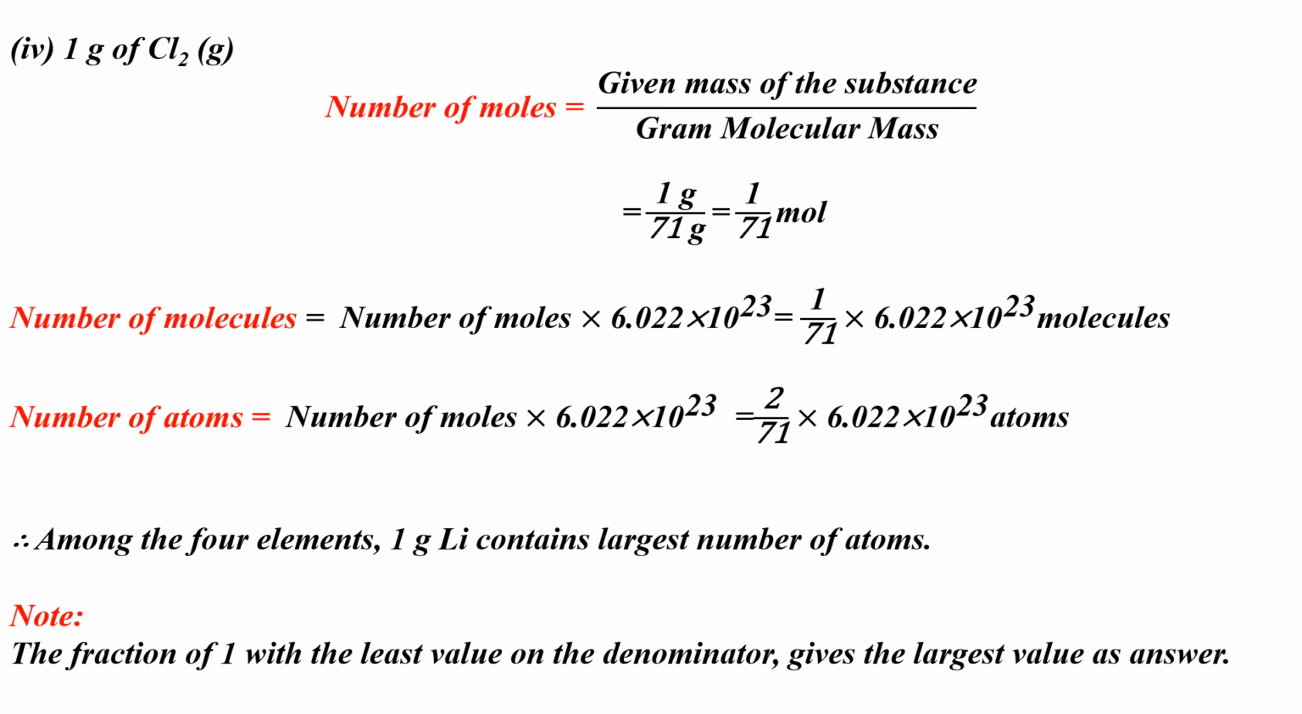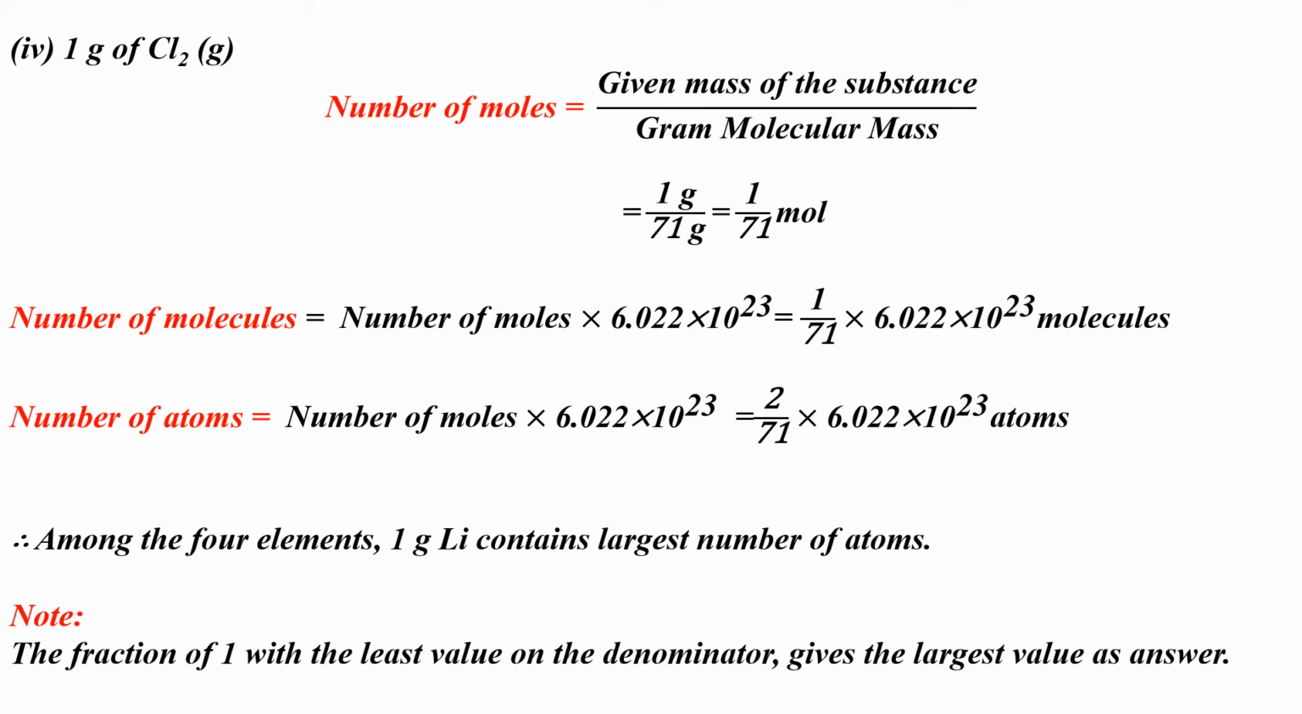Clear? How do we find the gram molecular mass of Cl2? In Cl2, chlorine, there are 2 Cl atoms, right? Therefore, gram molecular mass of Cl2 is equal to 35.5 plus 35.5, where 35.5 is the gram atomic mass of one chlorine atom. So on adding these, we get 71 grams as the gram molecular mass of Cl2. On substituting this in the formula for finding the number of moles, we get 1 by 71 mole as the number of moles present in 1 gram of chlorine.